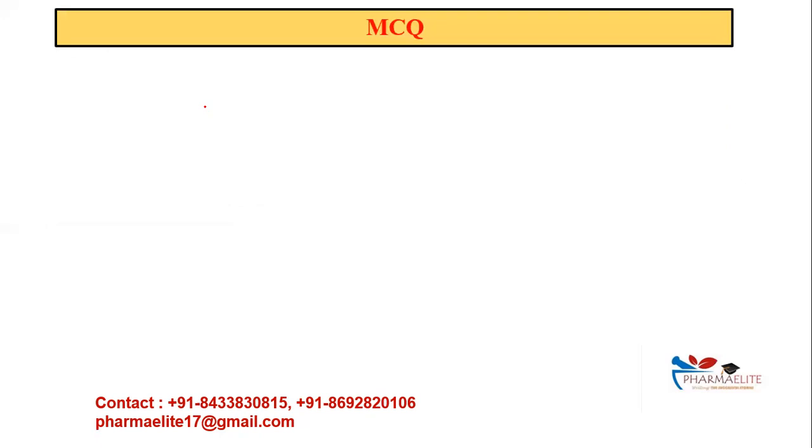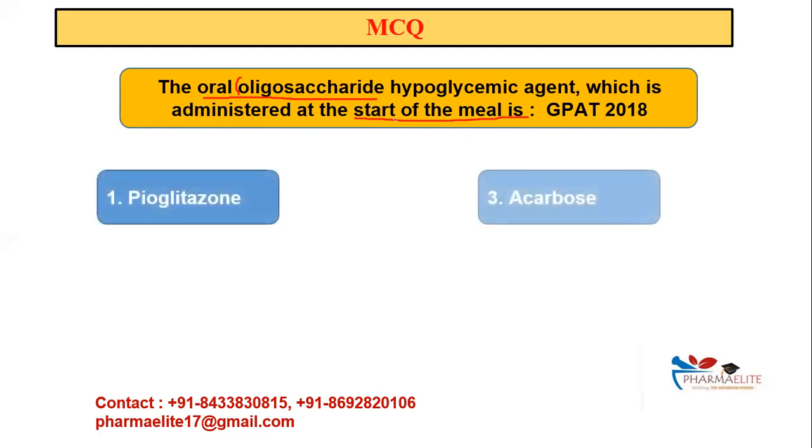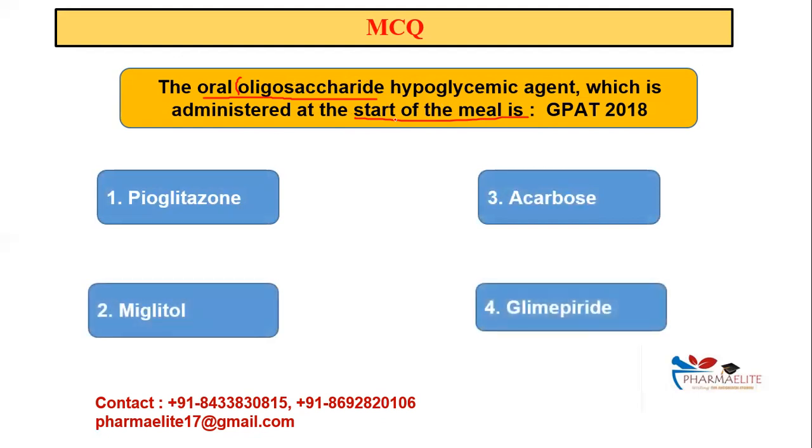Okay, coming on to the MCQ part. This was a GPAT 2018 MCQ. First, read the question carefully. It's an oral oligosaccharide hypoglycemic agent, that means an anti-diabetic agent, which is administered at the start of the meal. These are the only two keywords, oligosaccharide and start of the meal. Is it pioglitazone, Acarbose, Miglitol, or glimepiride? What do you think should be the answer? We have studied, it is an oligosaccharide. So what should be the answer? Yes, it should be Acarbose.